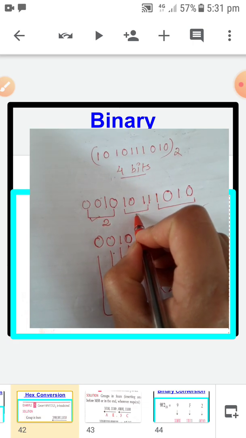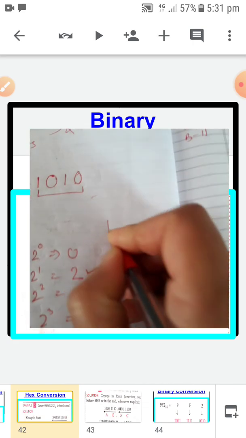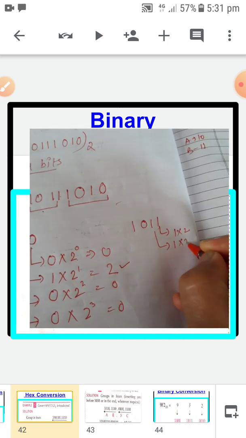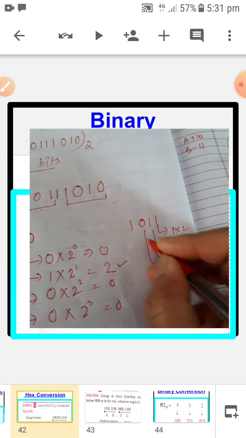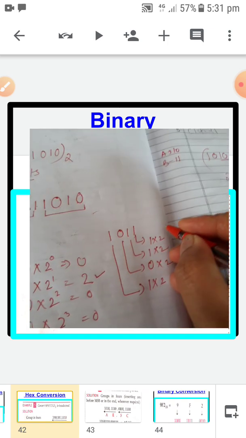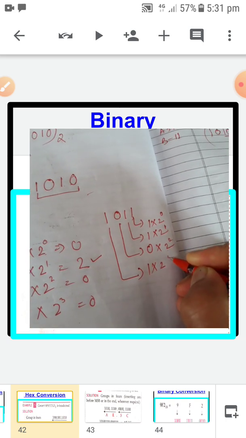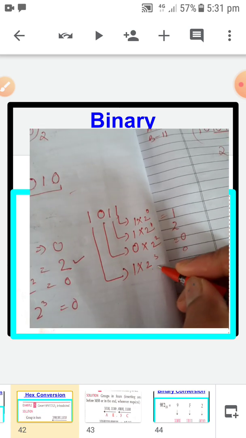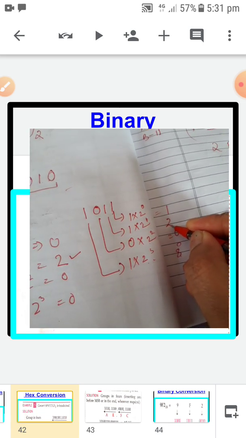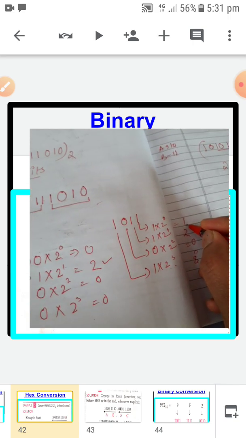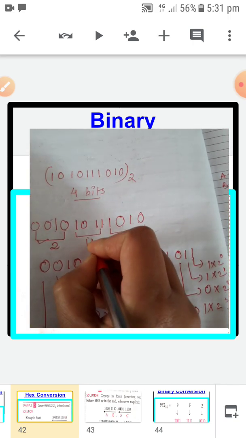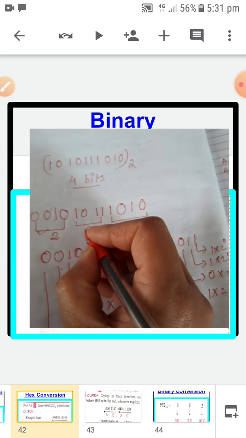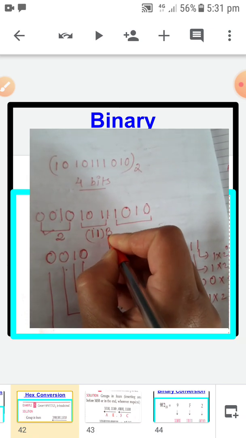Now what is this? 1 0 1 1. Let's see that. 1 0 1 1. 1 into 2, 1 into 2, 0 into 2, and 1 into 2. Now give power like this: 1 2 3. You get 1, you get 2, you get 0, you get 8. 8 plus 2 is 10, 10 plus 1 is 11. So instead of that you can write 11, but we can't write 11 because we need to convert into hexadecimal. So 11 can be represented in the form of B.